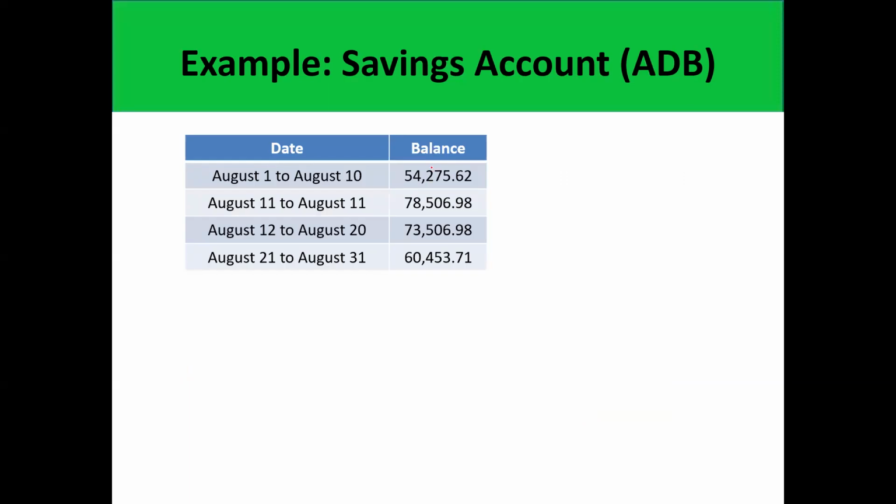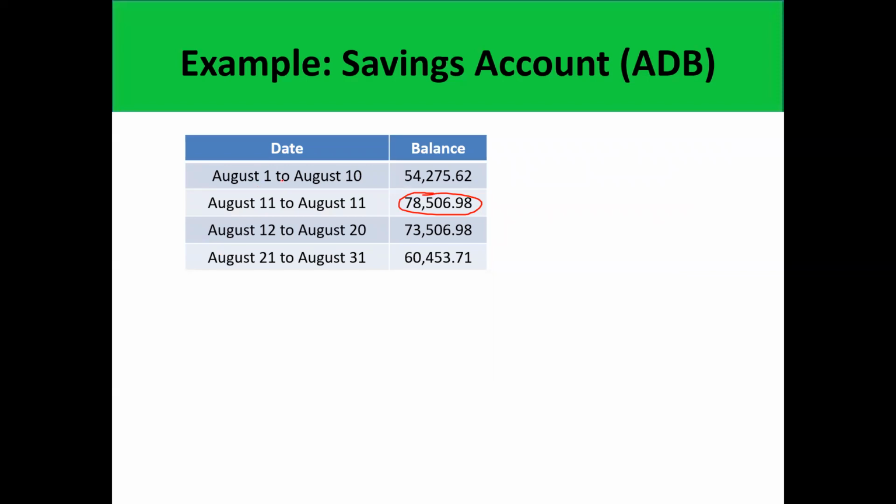So the balance of 54,275.62 is maintained from August 1 up to August 10. And then on August 11, it changed to 78,506.98. And then on August 12, it changed again to 73,506.98. So that means this balance stayed for only one day, on August 11, because it changed on August 12. And then on August 21, the amount changed again to 60,453.71. So we have to count the number of days for each of these rows.